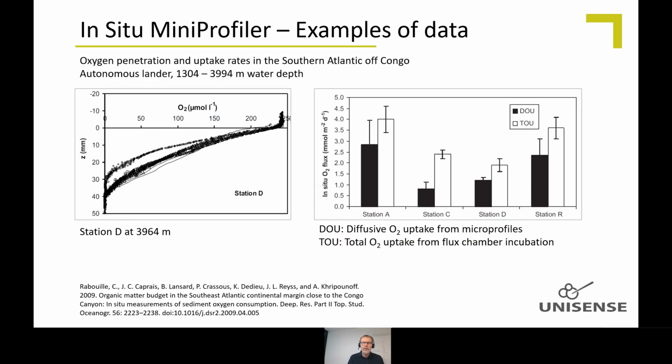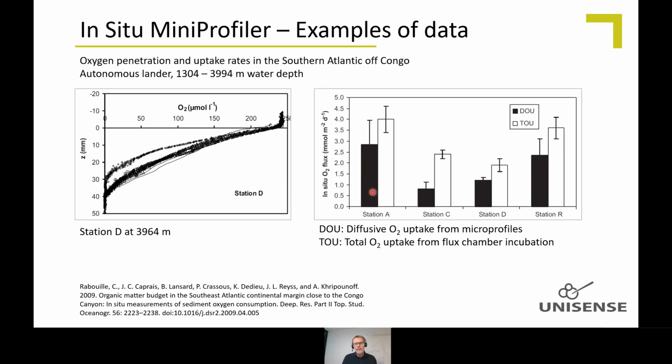Another example of a mini profiler is from the southern Atlantic off Congo. This station was at close to 4 kilometers water depth. You can see there are lots of profiles being measured here. They are relatively similar. Oxygen penetrates to 30 to 40 millimeters, so relatively long. On this lander, they also had a flux chamber, not a Unisense one, a home-built one, but we also produce these if you're interested. And then they calculated the oxygen consumption rate.